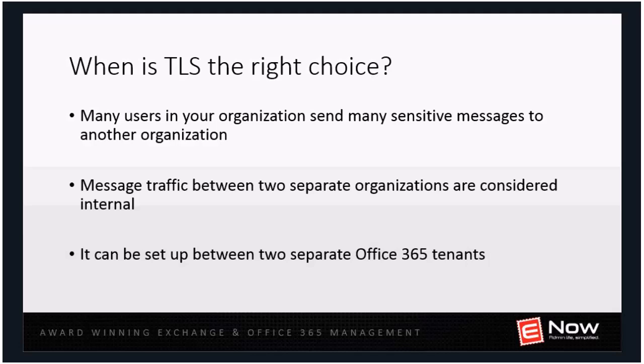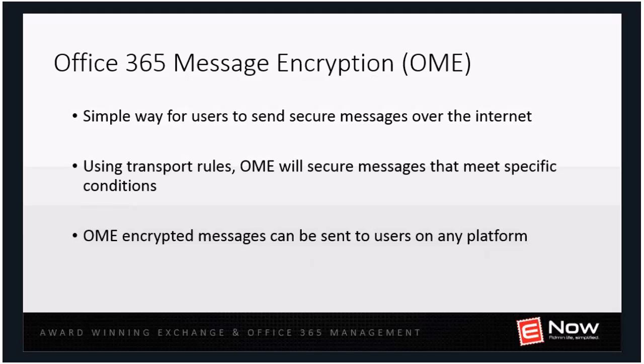And you can set up a TLS connector like this between two organizations that are both in Office 365. I don't know, in most cases that's not really going to do a whole lot for you. For instance, if I were to send an email to the guys at eNow, we're both Office 365 tenants, we're both here in North America. That message probably isn't going to go out over the internet, but if you'd like to set up that connector just to be safe and ensure that if it were to go over the internet, it would be TLS encrypted, you can certainly do that. Let's move on to our next encryption technology.